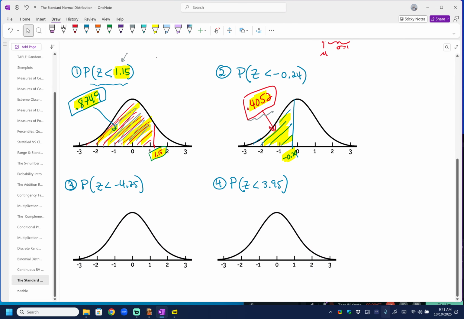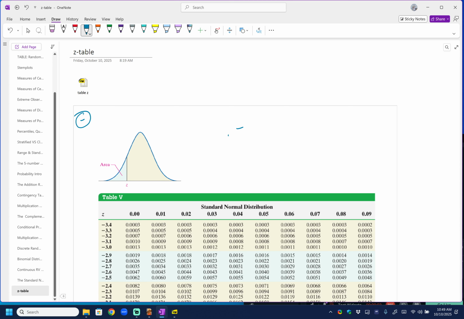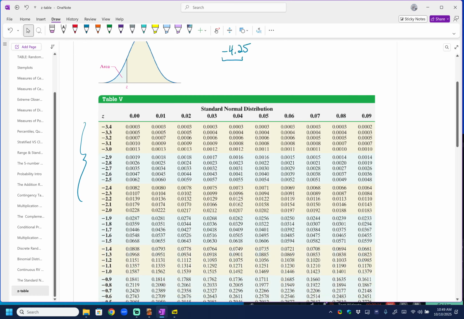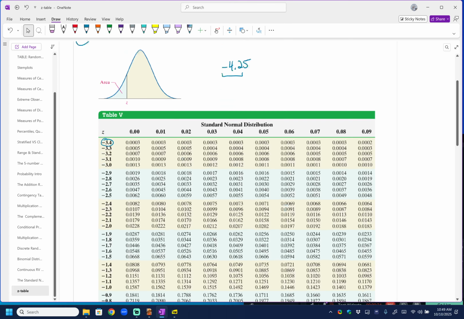So let's say that in number 3 here, we're trying to find the probability that z is less than negative 4.25. Let's move on over to the z-table and see what's going on there. Remember, we're dealing with negative 4.25, so we need to be on the negative side of the table. Looks like we're already there, which means we need to find negative 4.2 on this side. If you look at all the numbers on this side, we start at negative 0.0 and we go to negative 3.4. Unfortunately, negative 4.2, which is what we're trying to find, is not there.